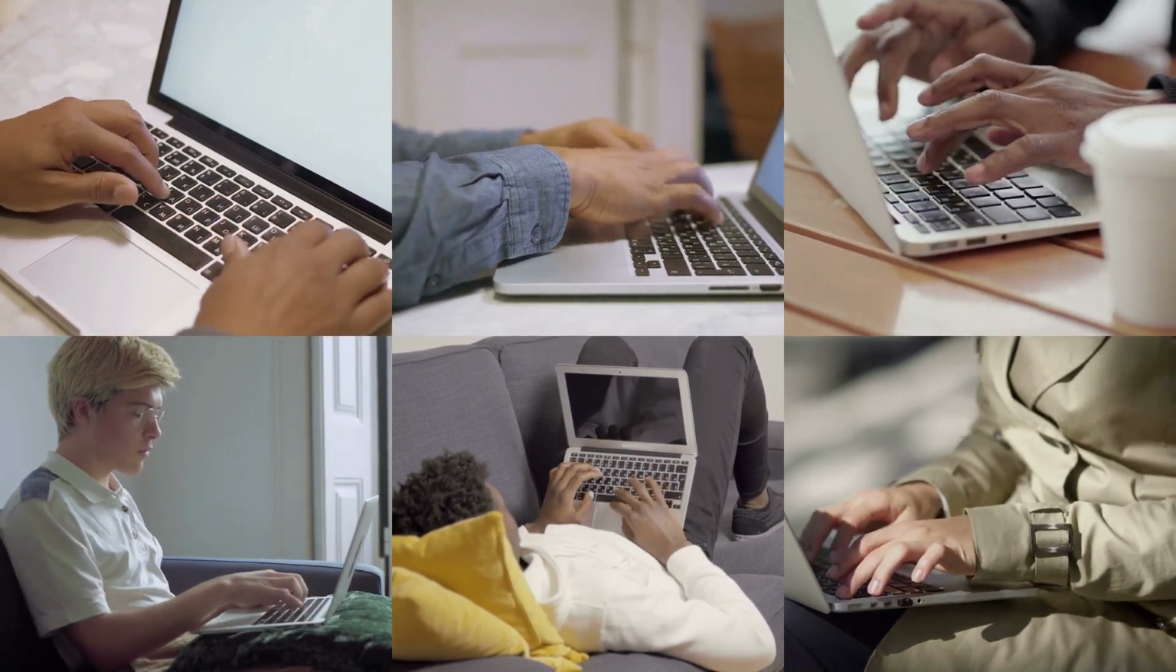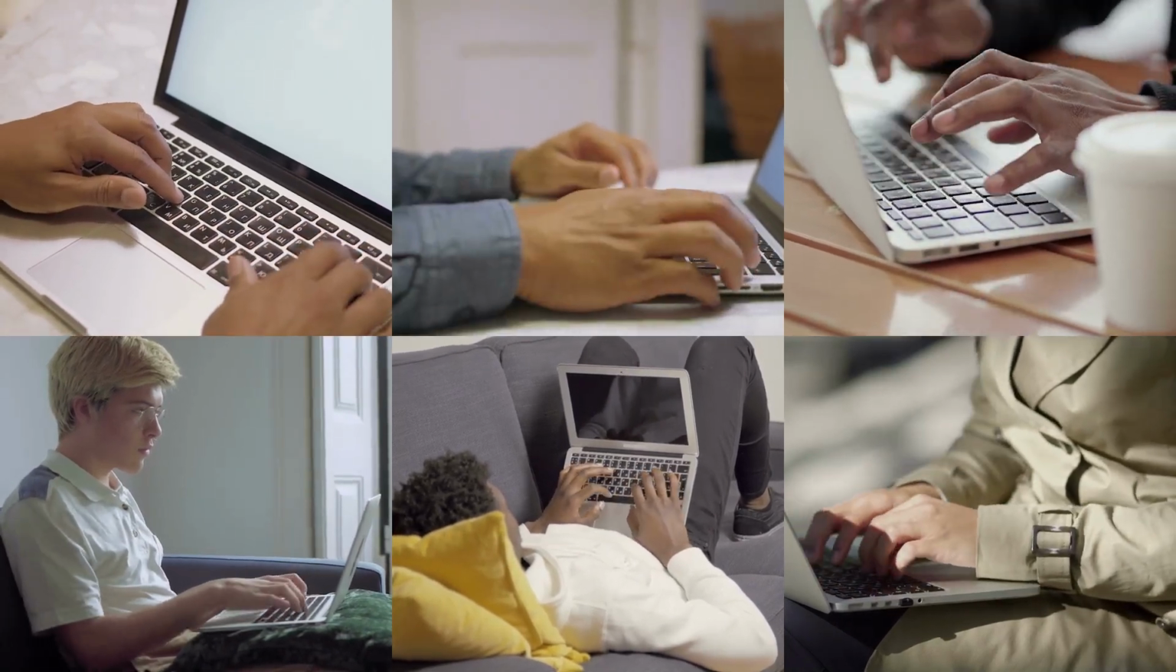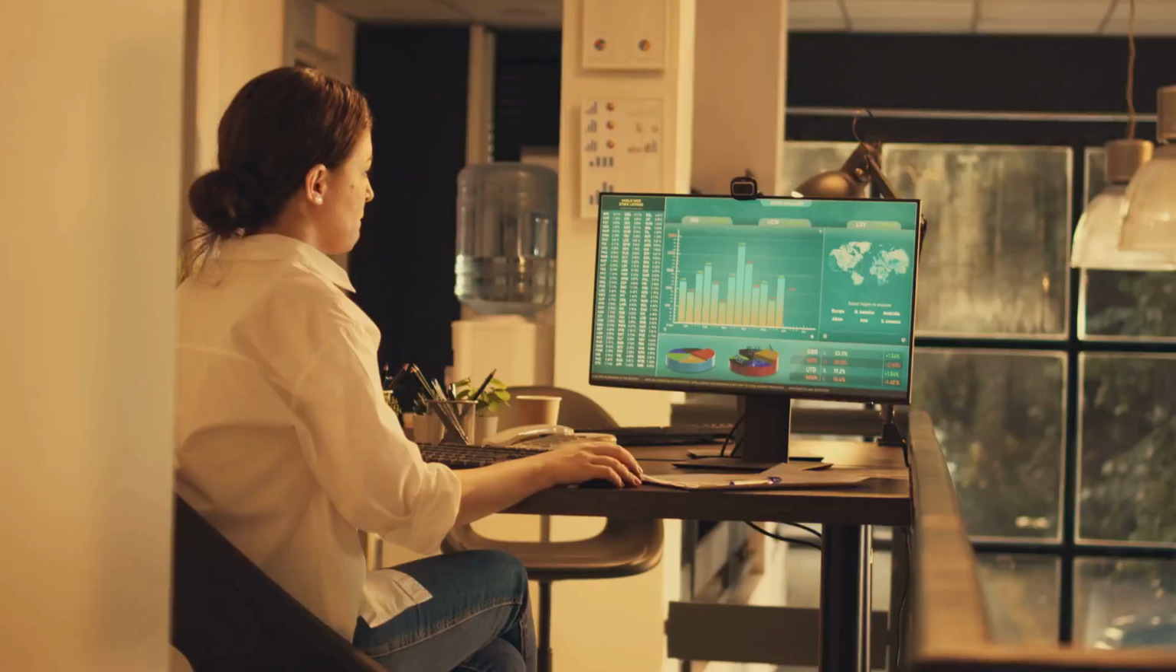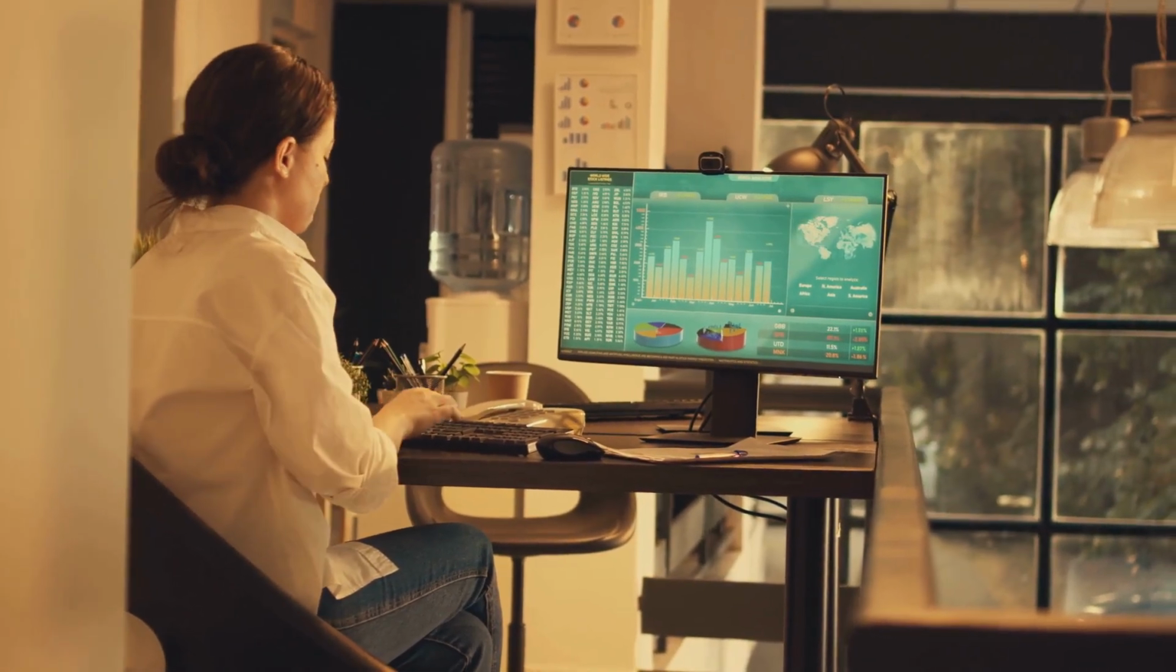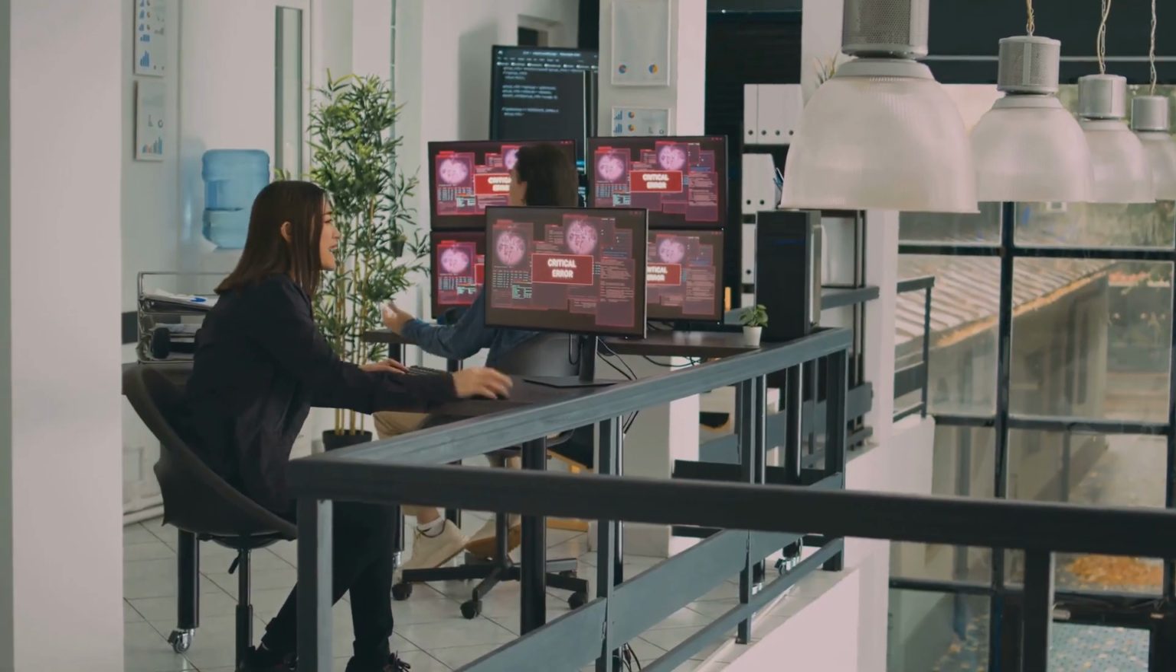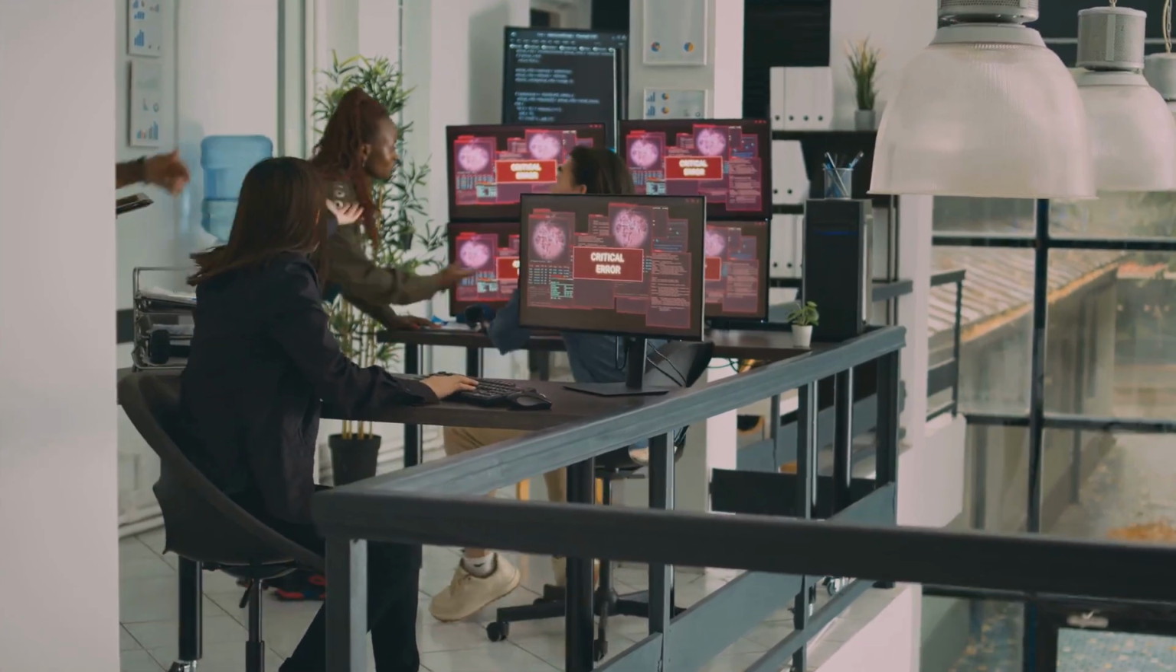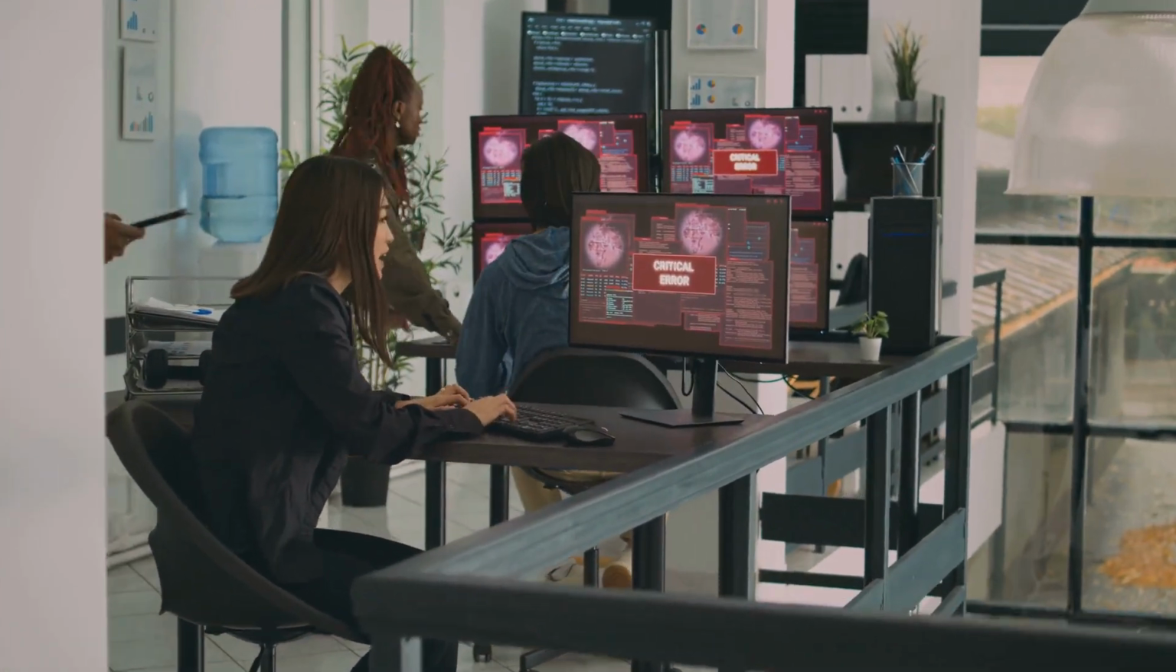Section 7. OSINT for everyone. Practical applications and everyday uses. OSINT is not just a tool for spies and detectives. Its applications extend far beyond the realms of intelligence gathering and criminal investigations.